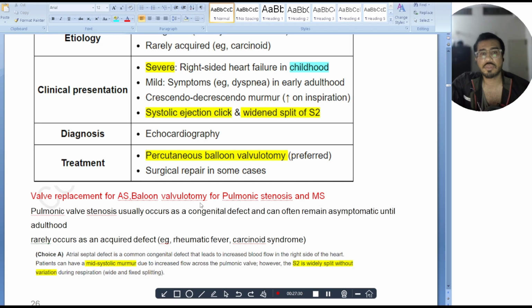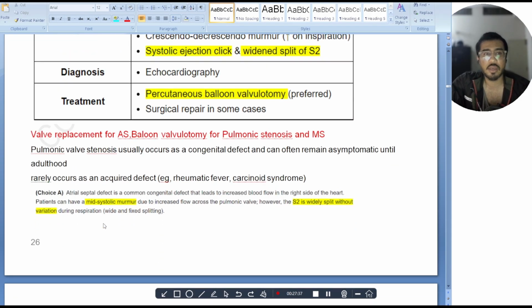Pulmonic valve stenosis usually occurs as a congenital defect and often remains asymptomatic until adulthood when the right heart gets really strained. Okay, atrial septal defect is a common congenital defect. It is asymptomatic at birth. That is the highest yield thing that you need to know about ASD. It's asymptomatic. It is a common congenital defect that leads to increased blood flow in the right side of the heart. The patient can have a mid-systolic murmur at the P and T areas. Both can be heard due to increased flow across the pulmonic valve. It also causes a pulmonic flow murmur due to increased flow.